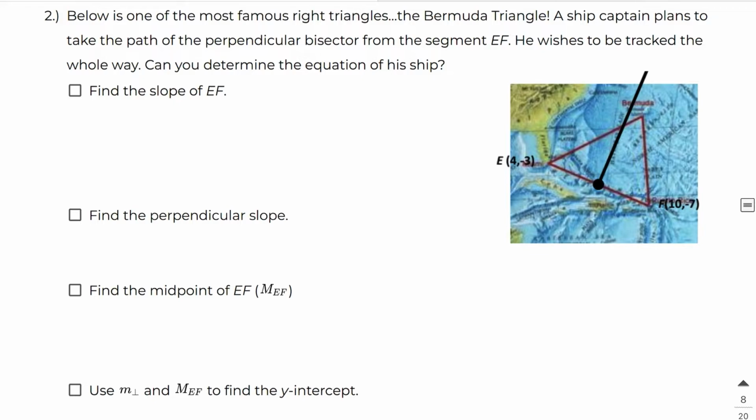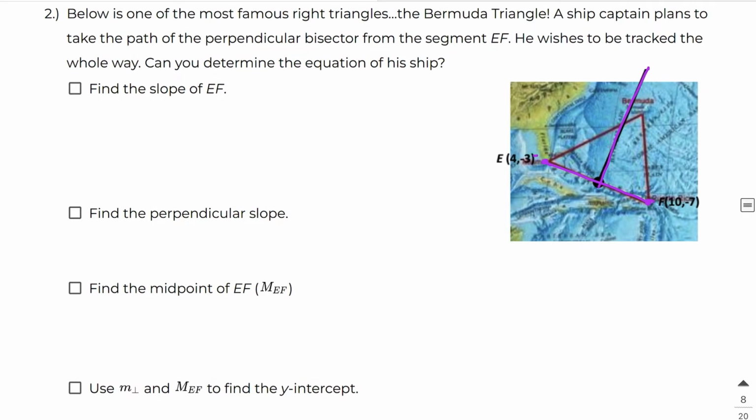So in number 2, it says right here, below is one of the most famous right triangles, the Bermuda Triangle. A ship captain plans to take the path of the perpendicular bisector from the segment EF. So this right here is the perpendicular bisector of segment EF right here. So that means that because it's bisecting EF, this segment and this segment are equal to each other. Okay? He wishes to be tracked the whole way because he doesn't want to disappear in that Bermuda Triangle. So can you determine the equation of his ship?